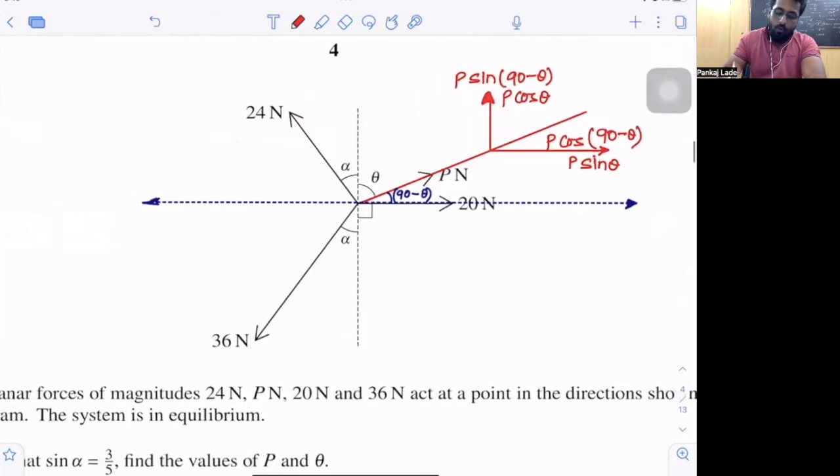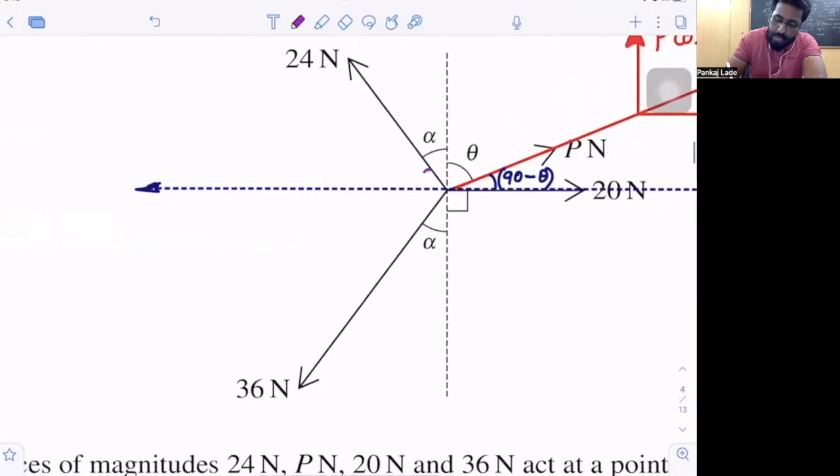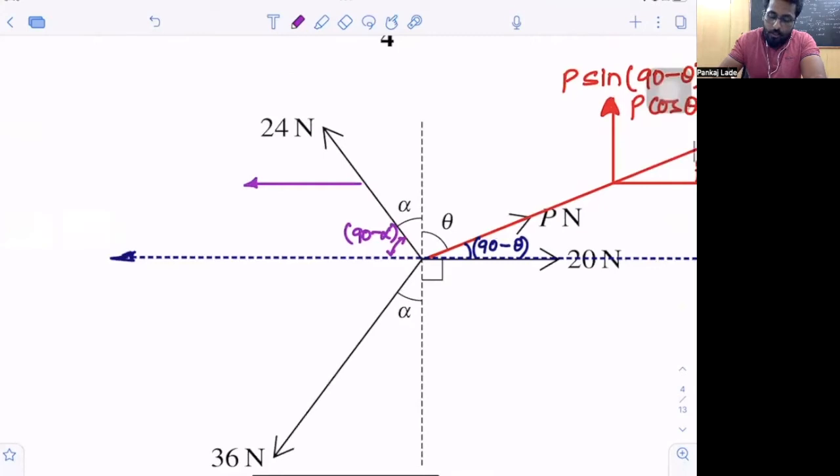Now let's quickly move on to the 24 Newton force. I'll again make use of a different colored pen. So for the 24 Newton force, tell me, what's the angle made by the 24 Newton force with the horizontal line? With the horizontal line, it is this angle over here, and it's going to be what? 90 minus alpha, because the angle made by the 24 Newton force with the vertical line was alpha. So again, I'm going to resolve these two forces. Let's resolve the force 24 Newton into two components, the two orthogonal components. Right, students?